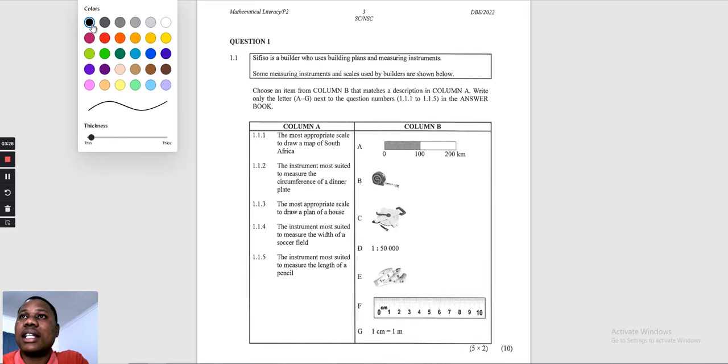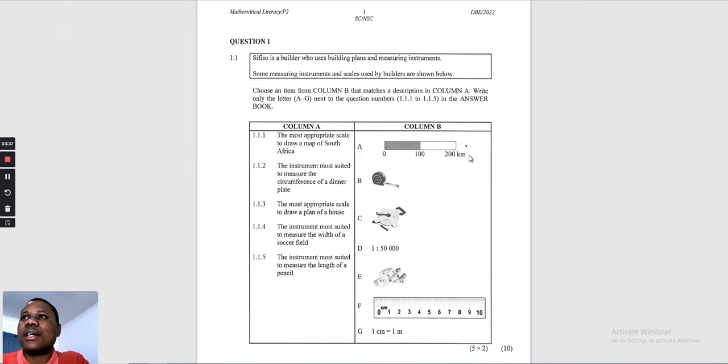Number 1.1.1, they say the most appropriate scale. If they say the most appropriate scale, your eyes should be on the scales. They say the most appropriate scale to draw a map of South Africa, meaning that we're talking about a bigger scale. So we can be talking about this scale, a number scale which is in the form of 1 is to 50,000. So the answer for number one is D.